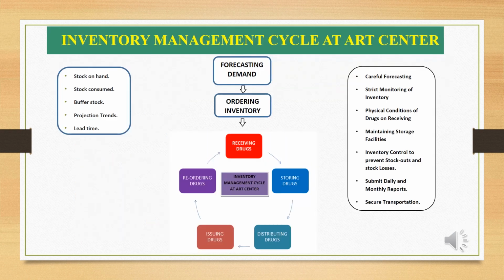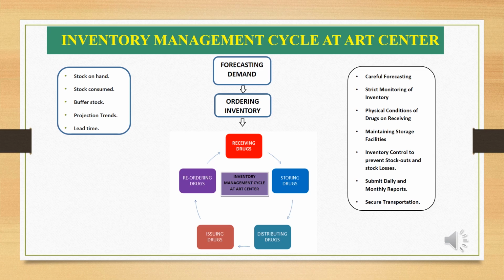The inventory management cycle at the ART center. We have to forecast demand, then we have to order inventory, then we receive drugs, then we store drugs, then we distribute drugs, then we issue drugs, and then when they are consumed, we reorder drugs. So this is a very important cycle that goes on.